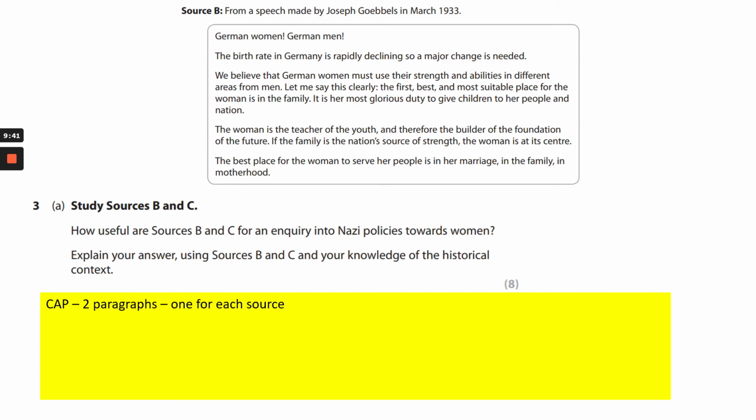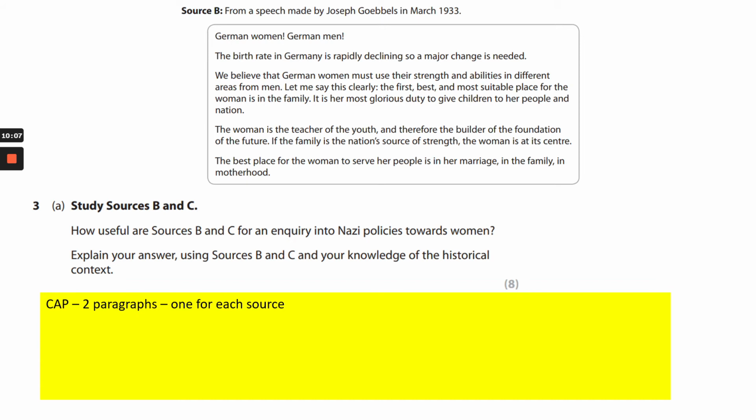And if I'm feeling like I really want to go for it, I might add another quote. The best place for the woman to serve her family is in her marriage, in the family, in motherhood. And this fits with what I know because the Nazis were obsessed with this idea of creating a Third Reich, which was this idea of a Germany that would last 1,000 years, but they needed women to have more children to make that possible. And so they created endless propaganda to sell that story to women.